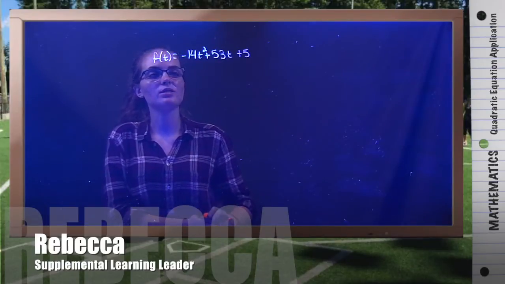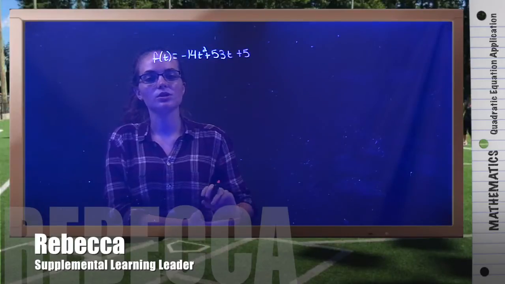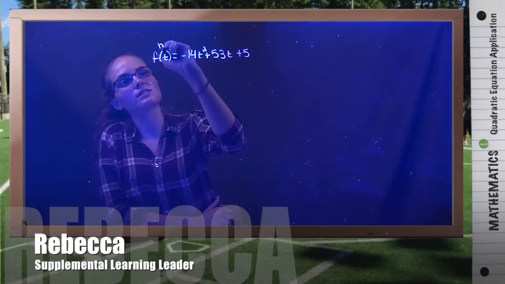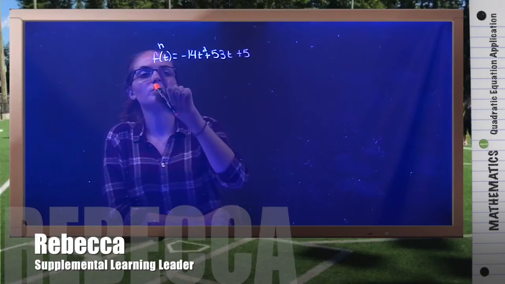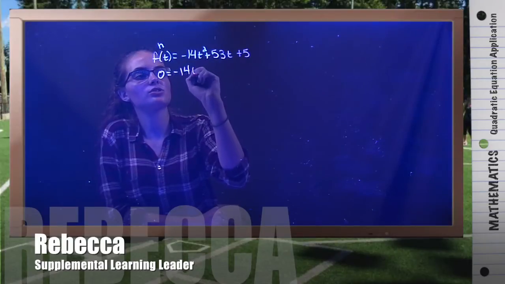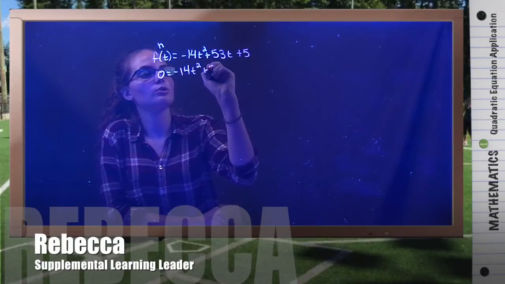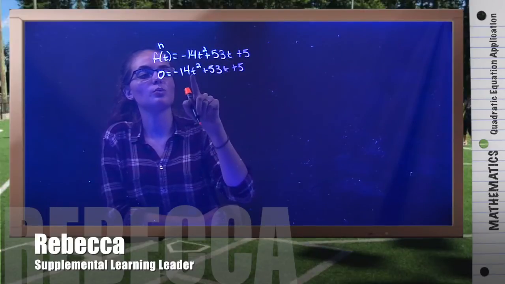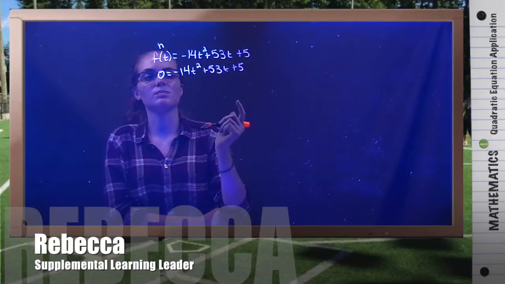So when the ball hits the ground, you have to remember that the height is going to be 0. So the ground is 0. So because this is height over here, we're going to make this 0. And then it's asking us to solve for time, which makes sense because our variable that we have left is t. So we have to solve for t, which is time.